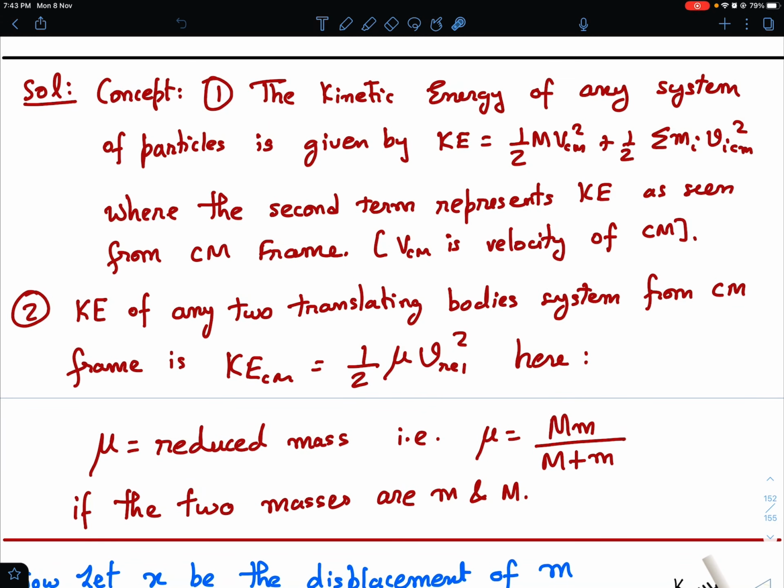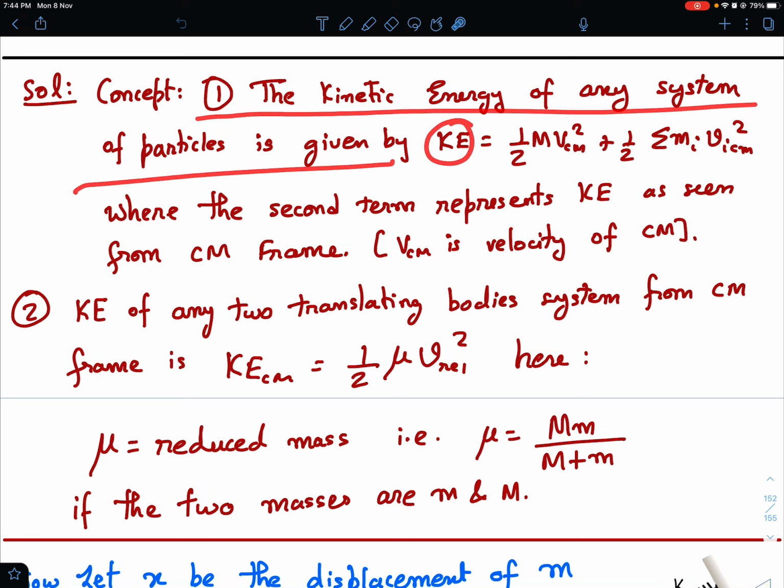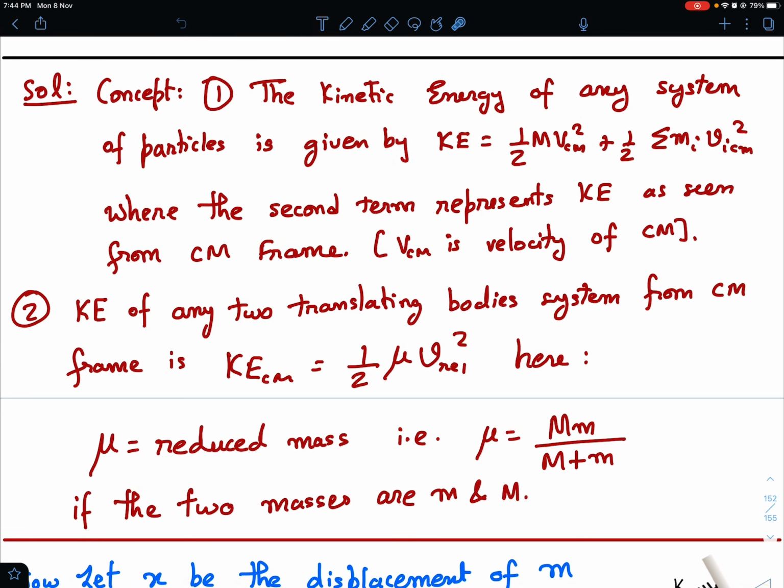Before I tell you the solution, I'll just recap some concepts that are involved. Maybe you're already aware of them. Nonetheless, for sake of completion, I'll state the concepts involved. The first concept is that kinetic energy of any system of particles is given by K = (1/2) M V_CM² + (1/2) Σ m_i V_iCM². In this formula, capital M is the total mass of the system and V_CM is the velocity of the center of mass of the system.